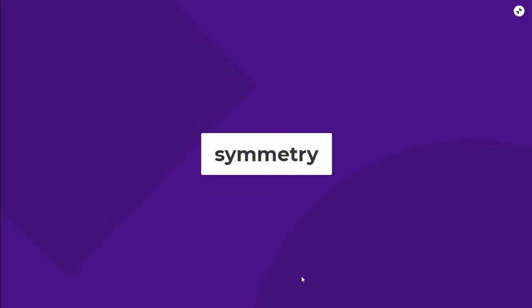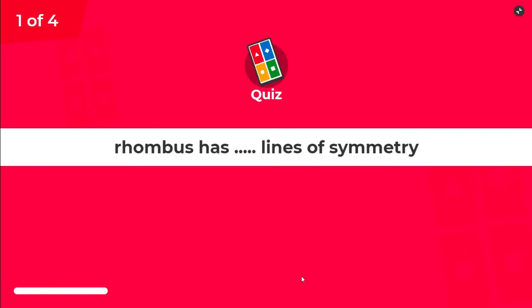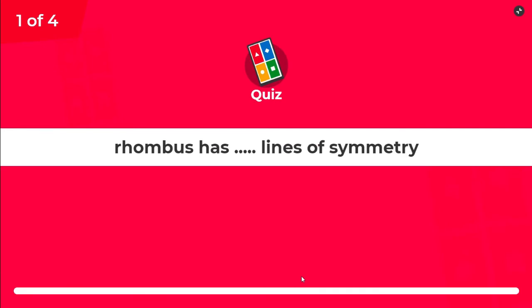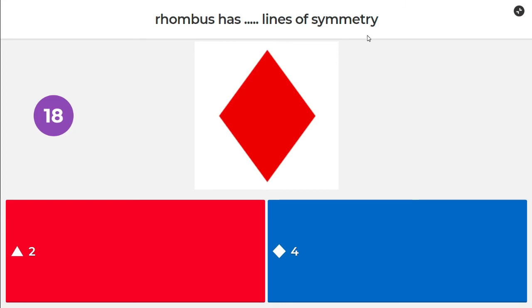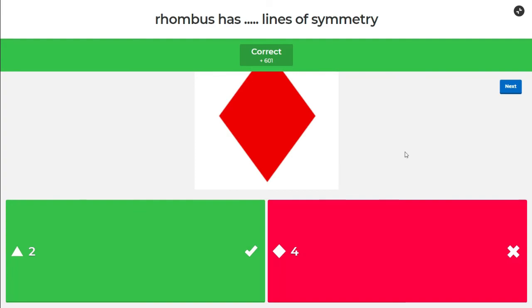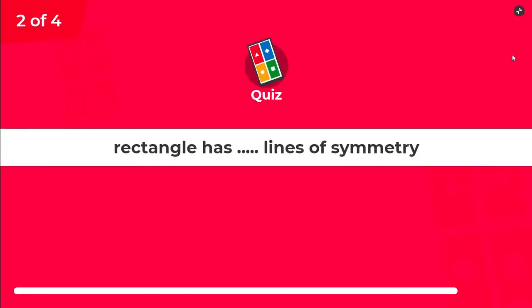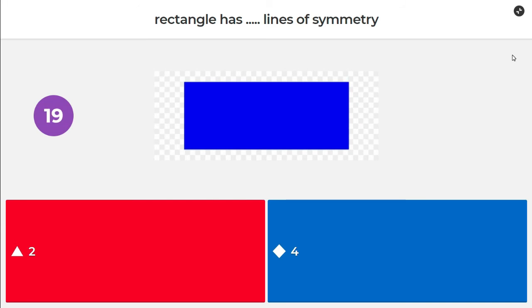Let's start with another exercise on the symmetry lesson. Example 1: rhombus has blank lines of symmetry. Okay, stop the video before the answer, then complete. We know that a rhombus has only 2 lines of symmetry. Another example: rectangle has blank lines of symmetry. We know that a rectangle has only 2 lines of symmetry.